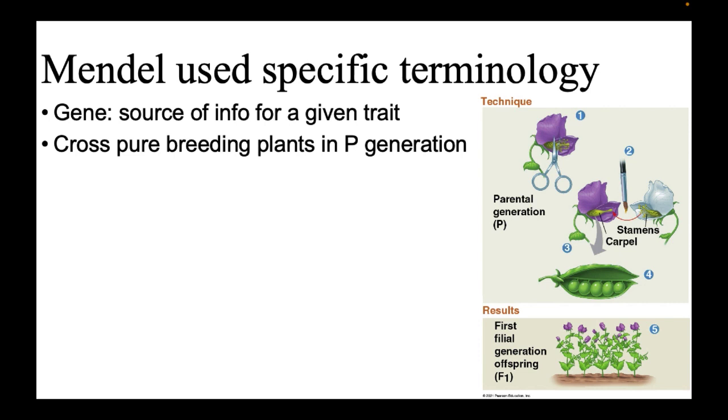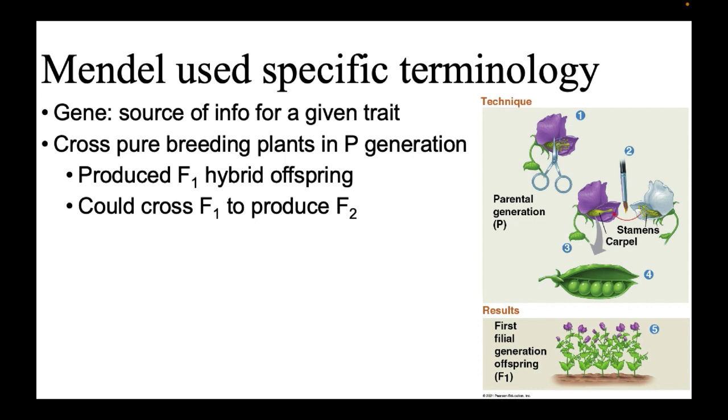He used terminology called pure breeding. The word cross means make them replicate, make them mate. So he would cross pure breeding plants in what was known as the P generation. P meaning parental, not P as in the plant. What this would end up producing is what were known as hybrid F1s. F stands for filial. Filial meaning brotherhood, like a fraternity. Or a Philadelphia, brotherly love.